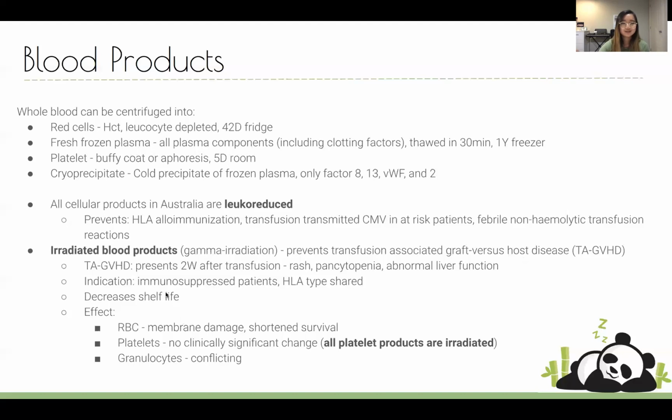I don't think this stuff is too important. So it's there, but you can read it. I wouldn't worry too much. All platelet products are irradiated because platelets don't have significant change, but red blood cells and granulocytes could be changed and maybe damaged, shortening their shelf life or survival due to irradiation.